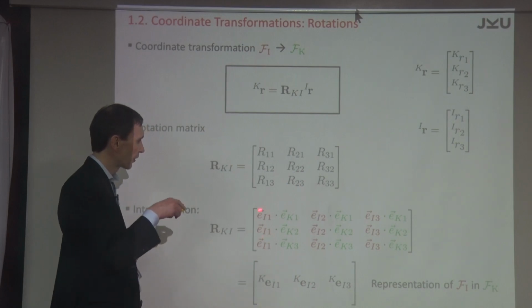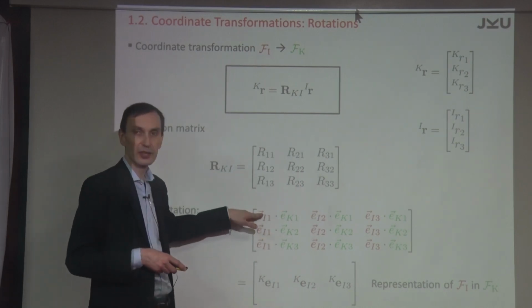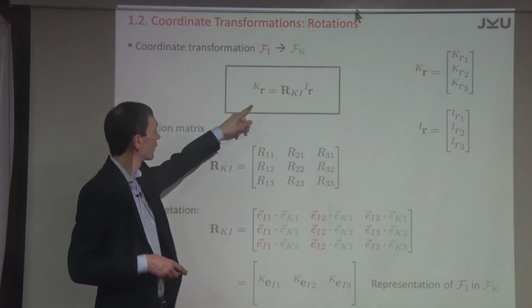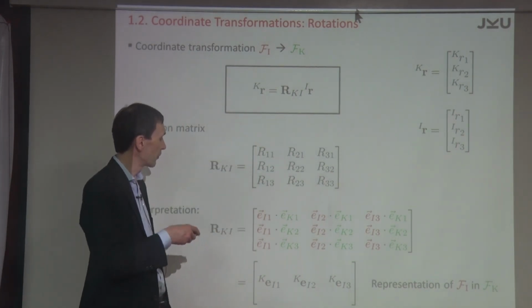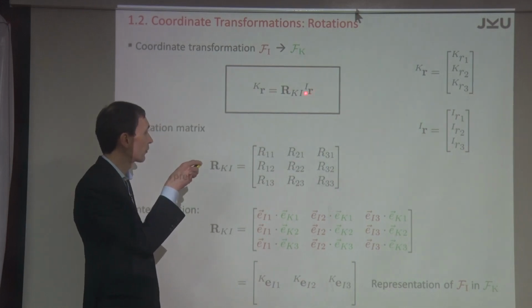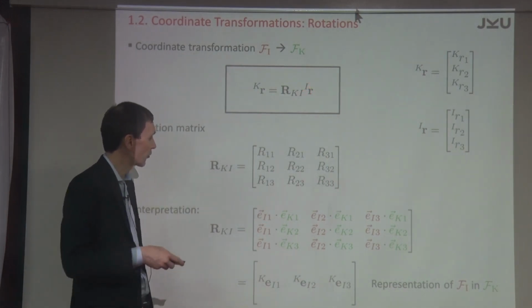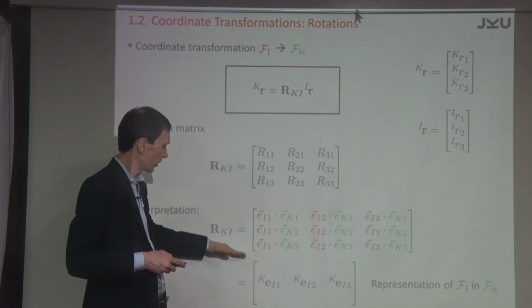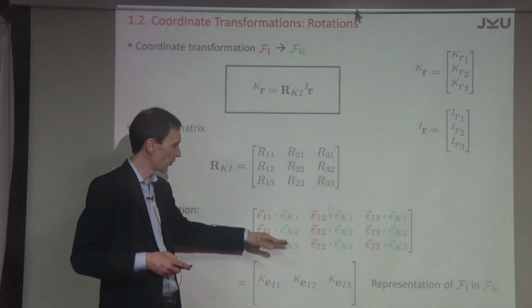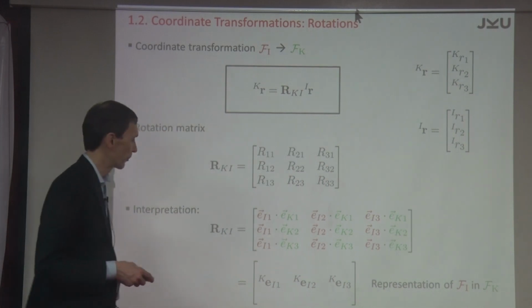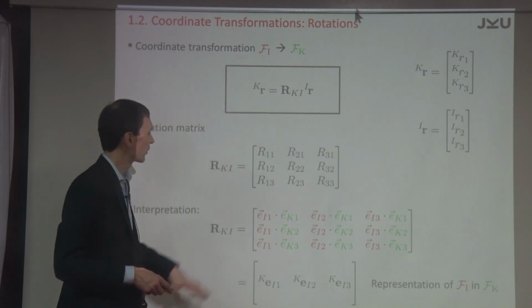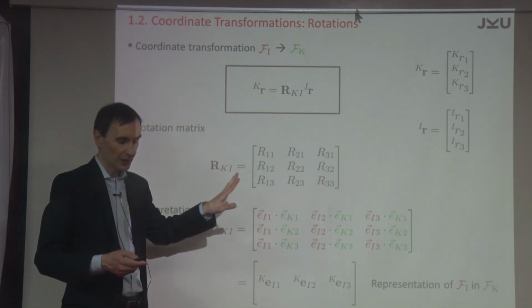And the components look like this. Essentially, these are the scalar products of the basis vectors of the frame from which you are rotating, I mean, from which you are transforming, the I frame, times the respective one, row 1, 2, 3, of the target frame. This is not so important, but in the end, you get the matrix. And that's the rotation matrix.